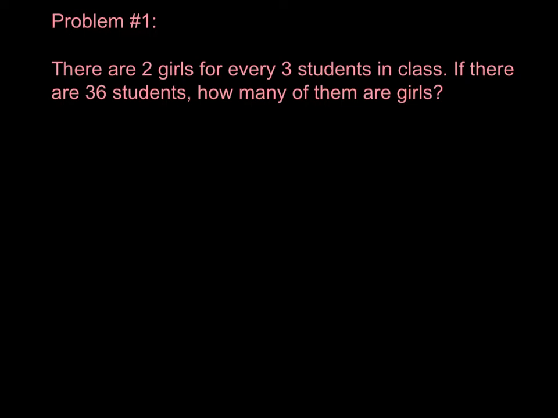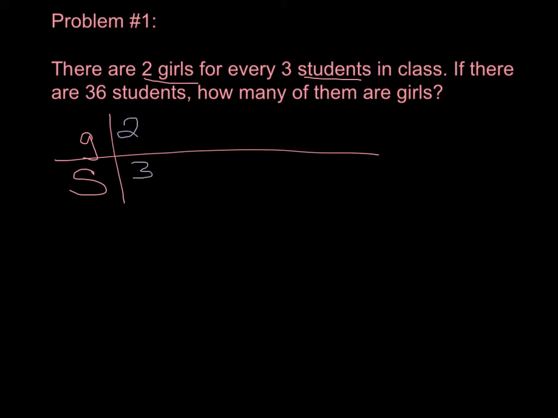This ratio was already written as a part-to-whole because you're comparing the number of girls to the number of students in the class. So I'm going to do a straightforward ratio table, comparing girls to students. The first ratio I was given said that there were 2 girls for every 3 students. And my goal is to figure out how many girls there are for 36 students.